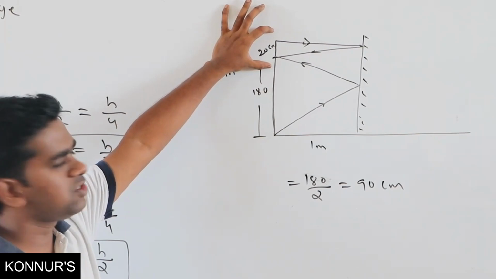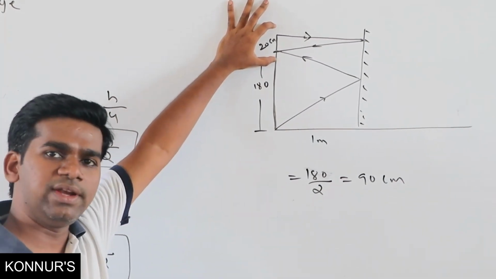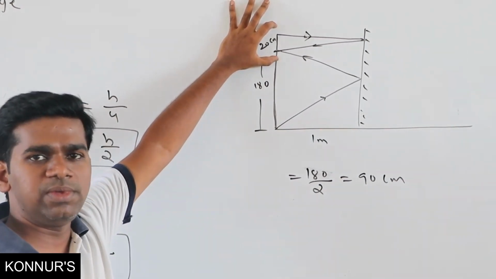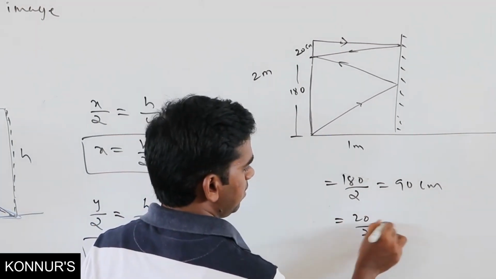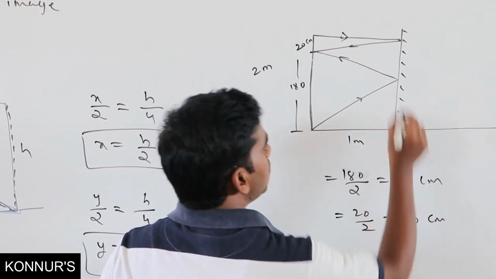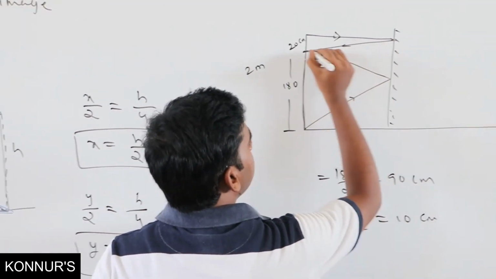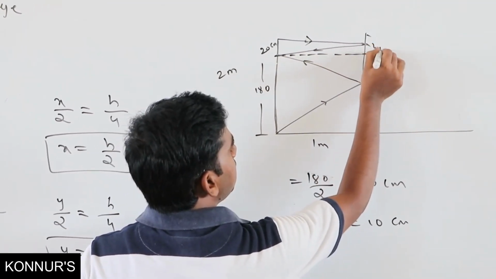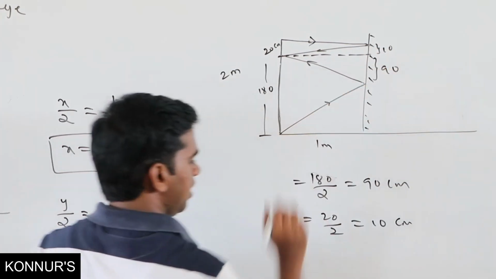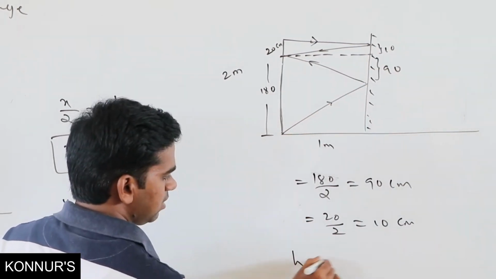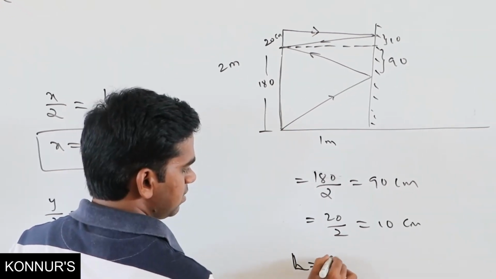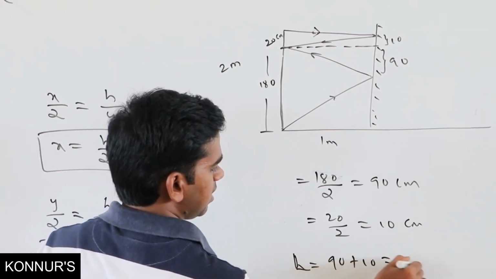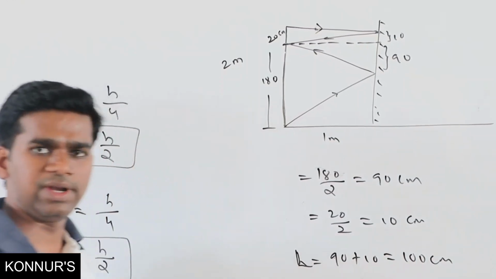Above the eyes there is 20 centimeter. So to see the 20 centimeter of length, what mirror is required? Mirror required is 10 centimeter. So 20 by 2, so 10 centimeter. Total mirror required: here it is 10, here it is 90. Again, the total height or length of the mirror is going to be 90 plus 10. So that is 100 centimeter only.